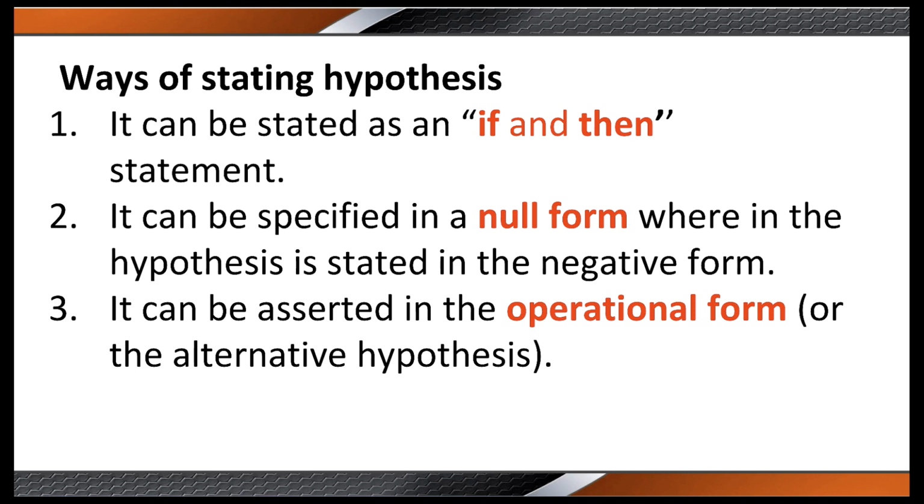The second way, it can be specified in a null form or null hypothesis, wherein the hypothesis is stated in the negative form. The third way it can be asserted in operational form or an alternative hypothesis. Now we're going to watch a quick little video on the differences between a null form and an operational form right now.